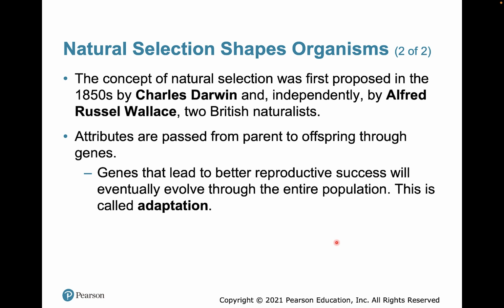These attributes, these characteristics, are passed to offspring from their parents through genes. Genes are what carry the characteristics. So if there are genes or traits that allow organisms to survive and reproduce more, that is going to spread, as I had said before, through the entire population. It's going to become a more common phenotype through that population. That gene, that trait, becomes an adaptation because it allows that organism to survive and reproduce better than organisms that don't have that characteristic.